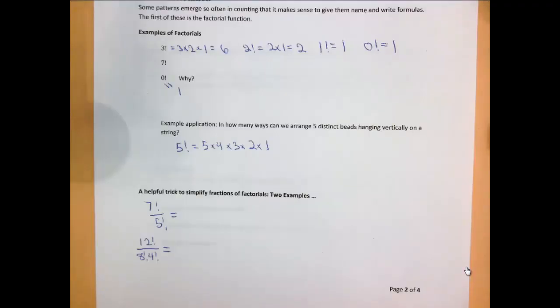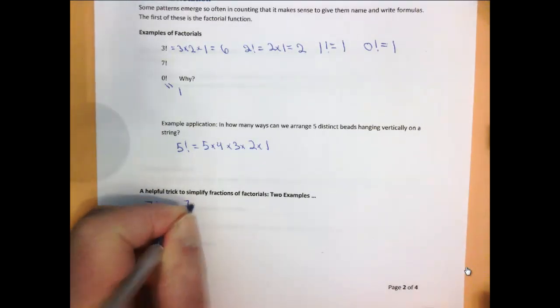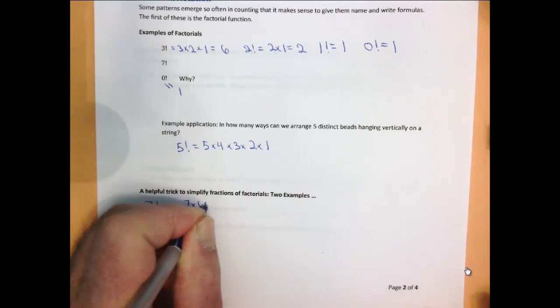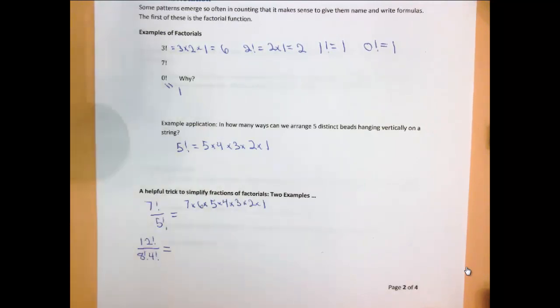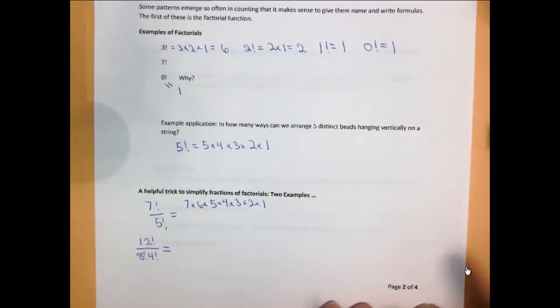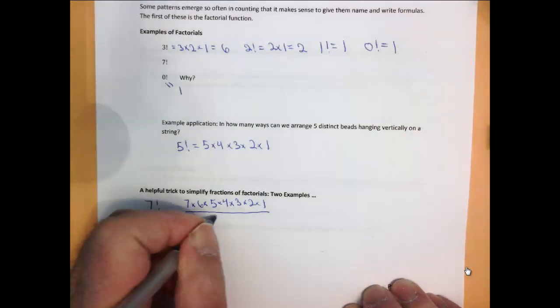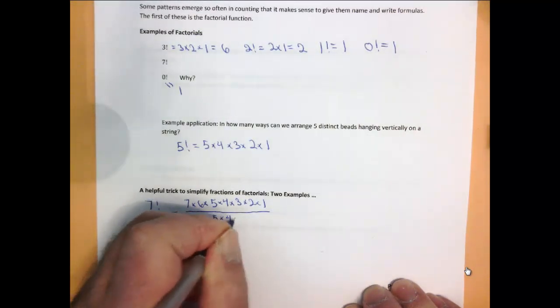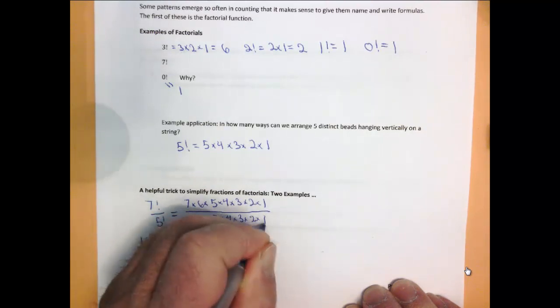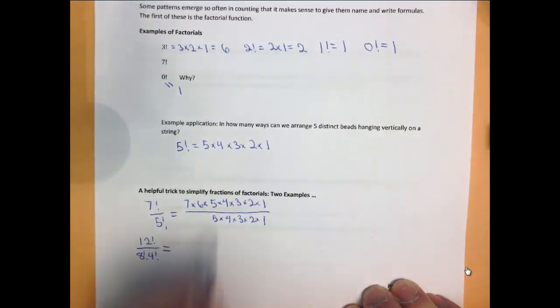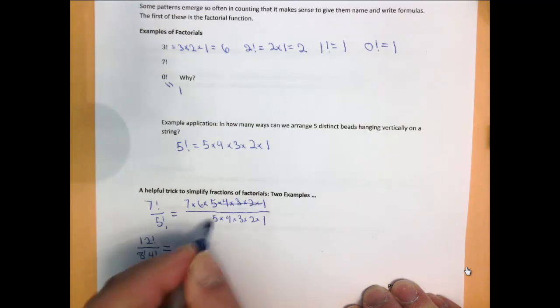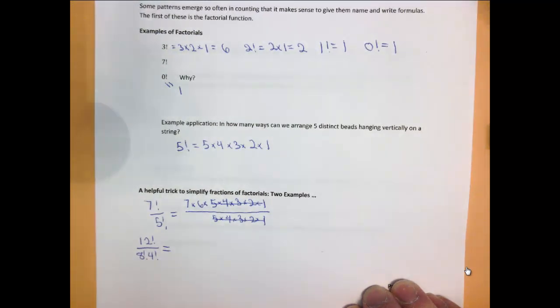All right, let's compute 7 factorial over 5 factorial first. The trick here, we'll write it out completely this time so that you can see what's going on. 7 factorial is 7 times 6 times 5 times 4 times 3 times 2 times 1. 5 factorial likewise is 5 times 4 times 3 times 2 times 1. Now, of course, we can see that most of this product is going to cancel, leaving 7 times 6, or 42, for this fraction.